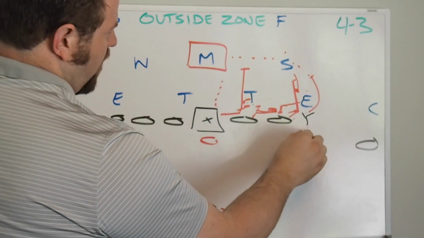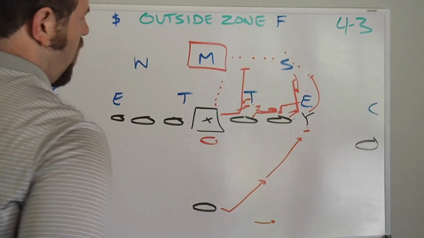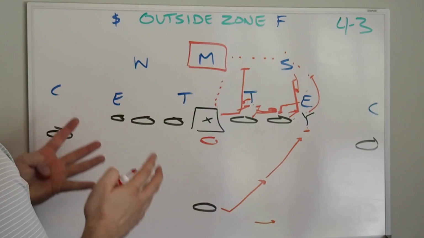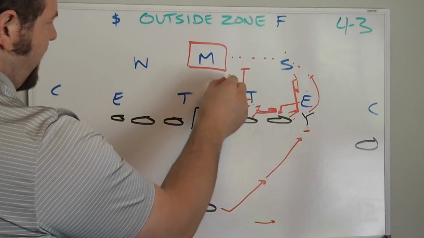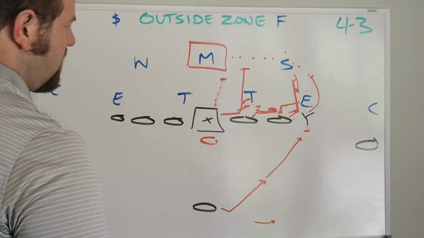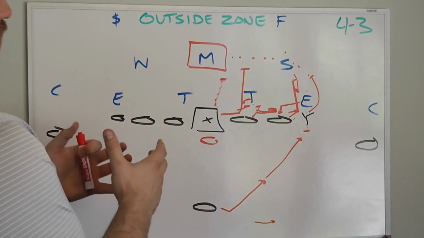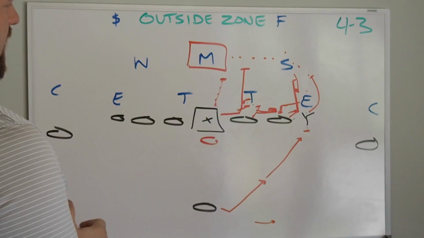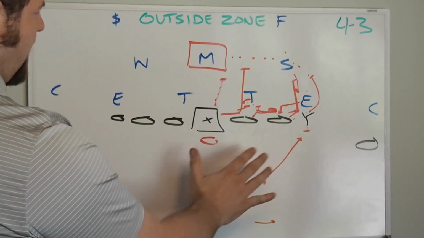So this way puts a little bit more on the Y tight end to know where the mic linebacker is. If you man block this, where the center has this guy right now, the Y tight end never really has to worry about the mic. So those are 2 main kind of philosophies on how to run outside zone.